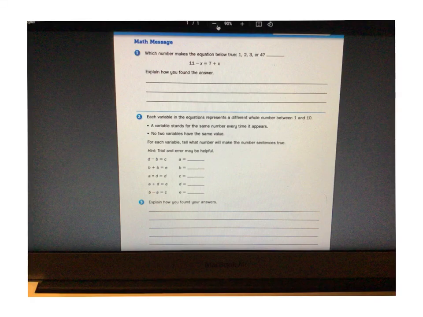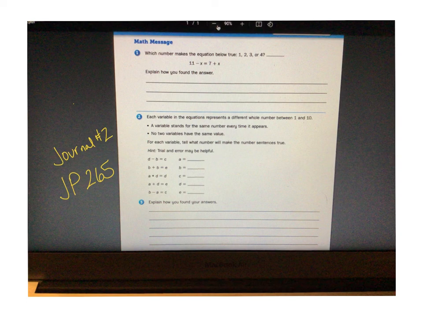Today we're going to begin lesson 6-1. I'm going to ask you to get out your new math journal, Journal 2, and turn to page 265. So this is journal page 265 in journal number 2. Okay. So you're going to look at the math message.